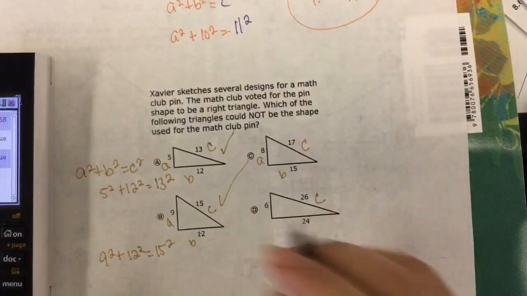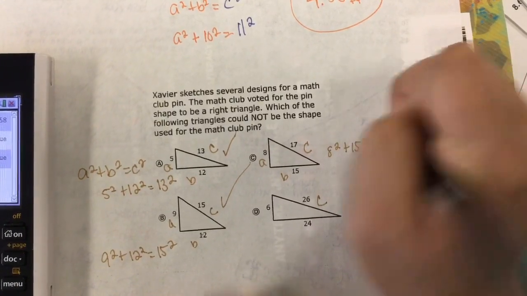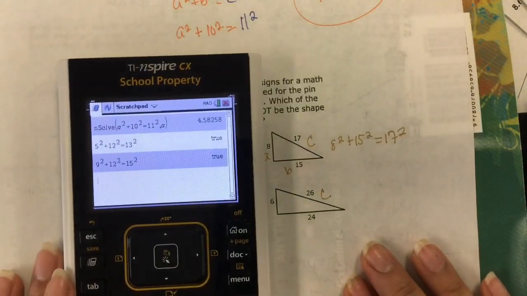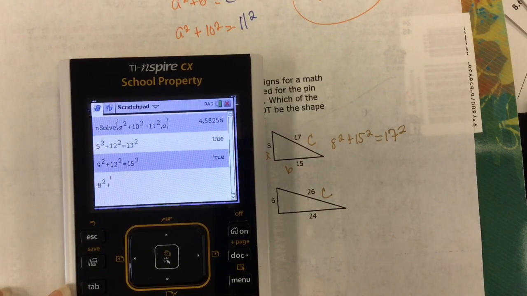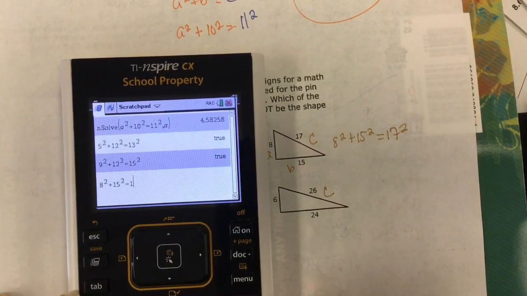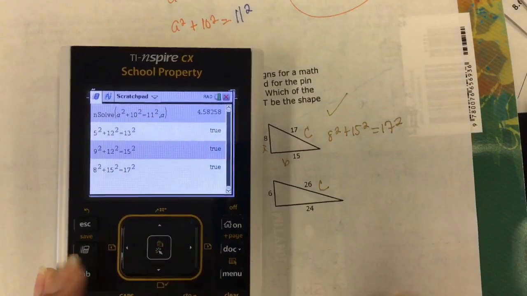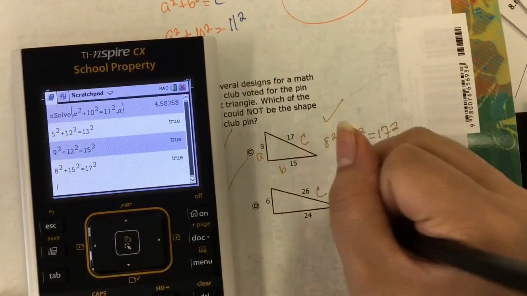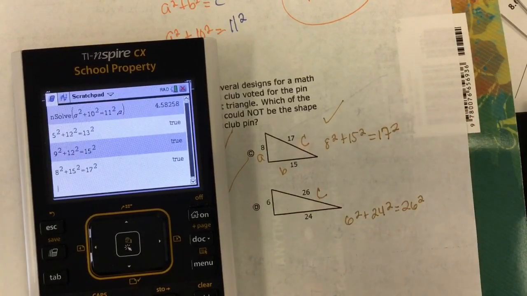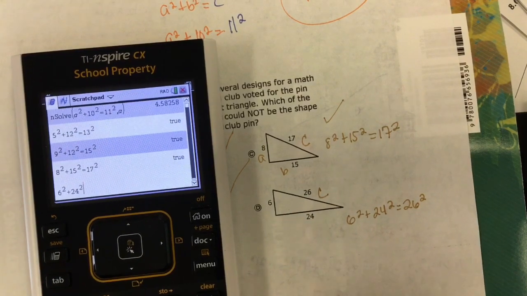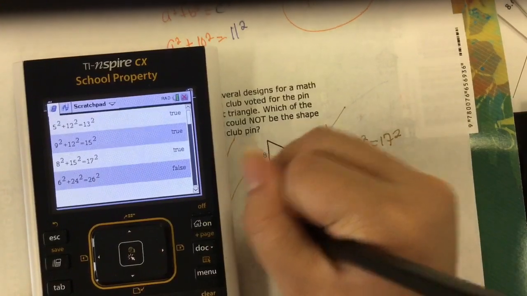Then we're going to do this one. 8 squared plus 15 squared equals 17 squared. Type that in. Remember, not into NSolve because we're not solving for a letter. We have all of them. 8 squared plus 15 squared equals 17 squared. True. So this one also makes a right triangle. And then 6 squared plus 24 squared equals 26 squared, and type that in. And this one's false, so this is the only one that doesn't make a right triangle.